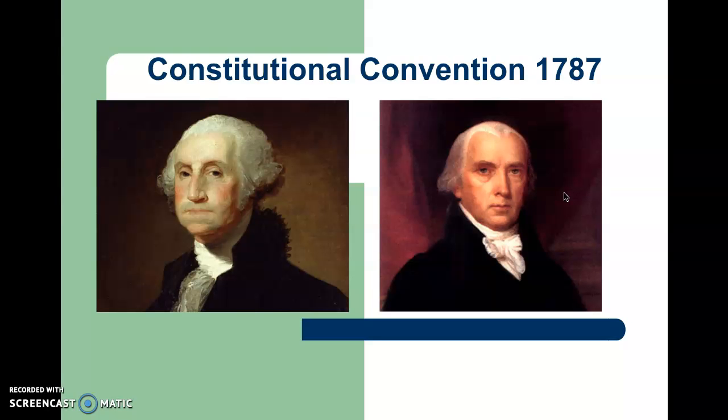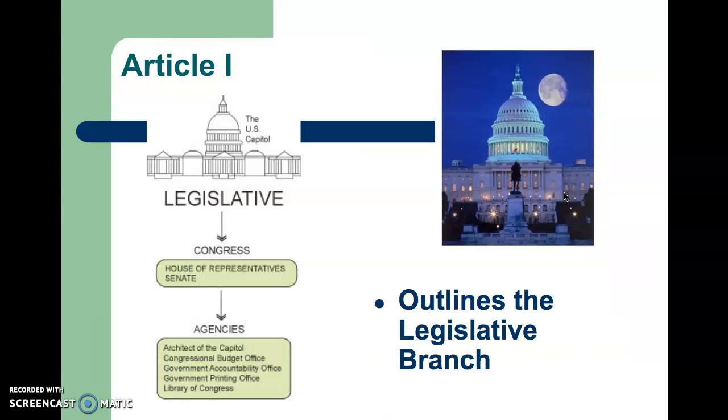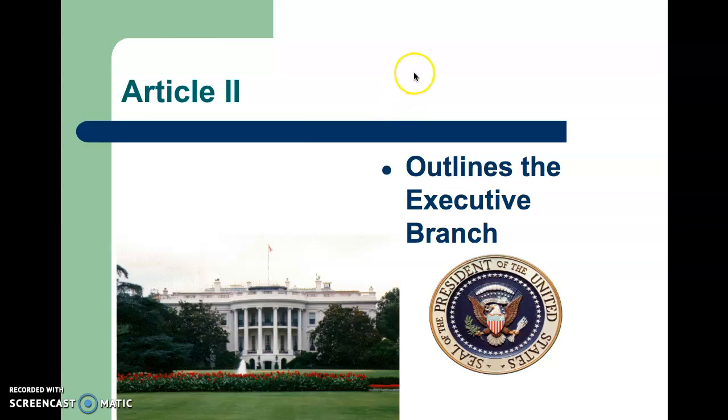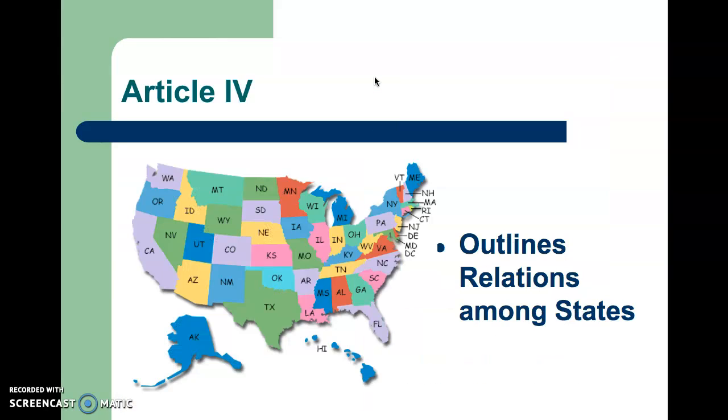Boom, Constitutional Convention, 1787. In Philadelphia, George Washington was elected president of the convention. James Madison is known as the father of the Constitution. Article 1 of the 7 articles of the Constitution outlines the legislative branch and its responsibilities. Article 2 does the same thing for the executive branch. Article 3 outlines the judicial branch, the Supreme Court.